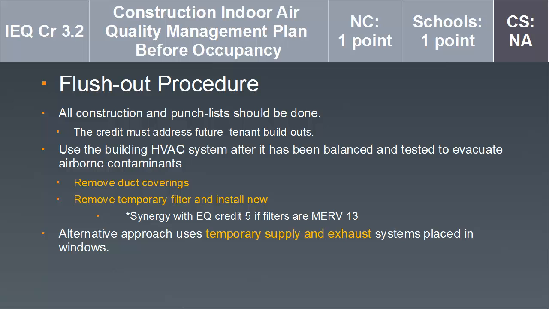Once again, if you are trying to attain Environmental Quality Credit 5, the MERV rating is 13, and if you're just trying to meet this credit criteria, it's MERV 8. Remember those two MERV rating levels. Alternative approach is to use temporary supply and exhaust systems placed in windows or other penetrations. This is often a more recommended path.